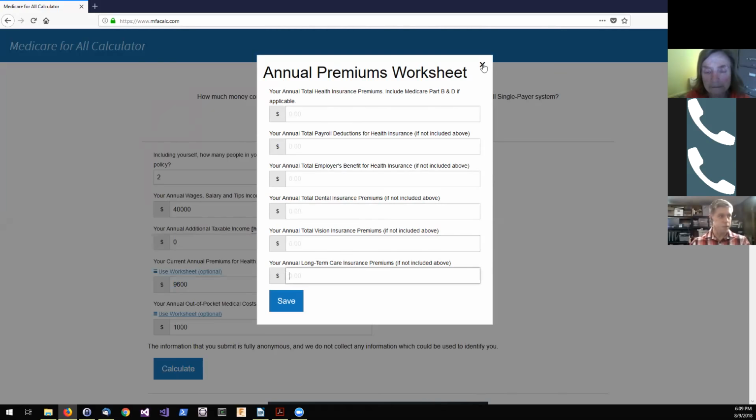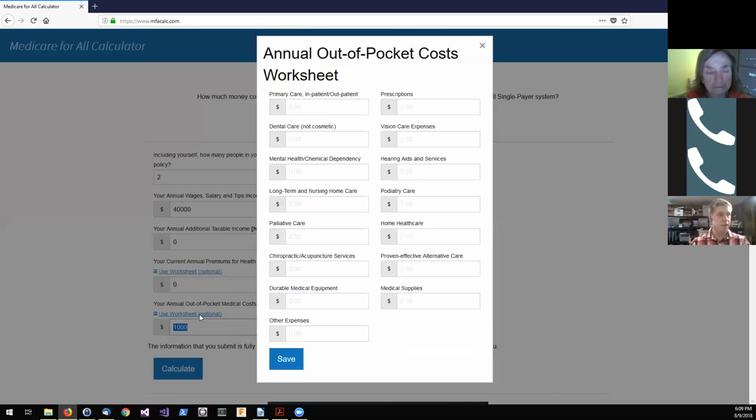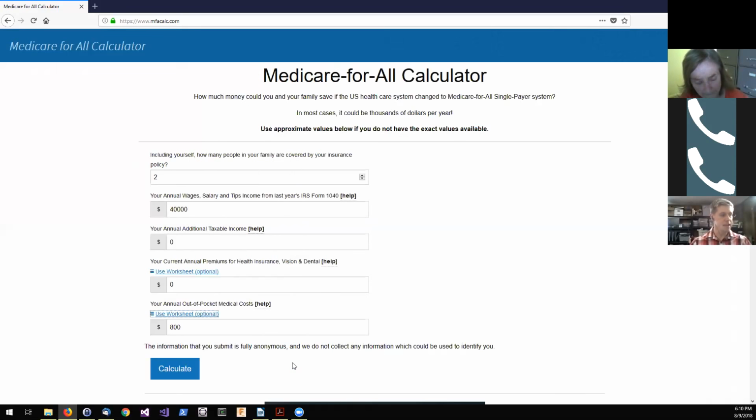So we have a worksheet for the premium side of the equation, as well as under the out-of-pocket medical costs. You click on that, and there's another worksheet that breaks down all the different categories of out-of-pocket medical costs that would be covered under a Medicare for All plan, as it's written in House Resolution 676. So you can fill out these numbers, let's say 100, 400, just throw in some examples, and then click Save, and you can see that the out-of-pocket medical costs is the sum of everything entered. So it's another way for people to enter their values.